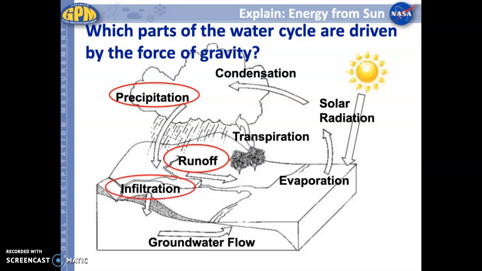Infiltration is the next point. The water will continue moving farther down into the earth. And the last is groundwater flow. As the water is moving underground, it's going to travel as deep as it can go. So gravity will continue to pull it further down.